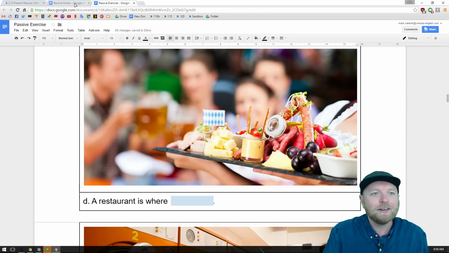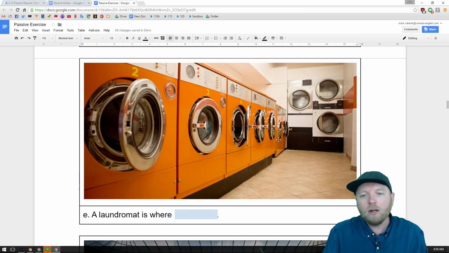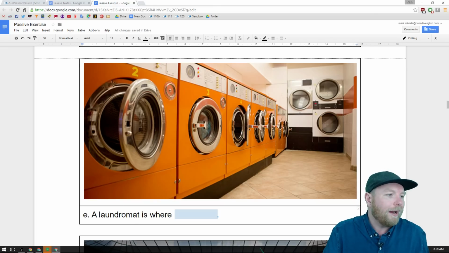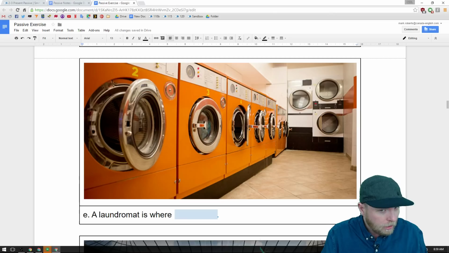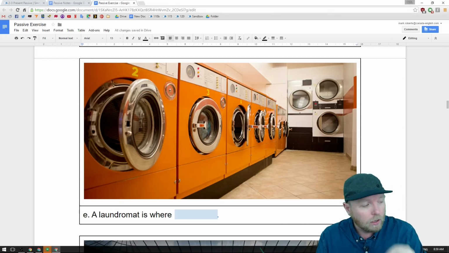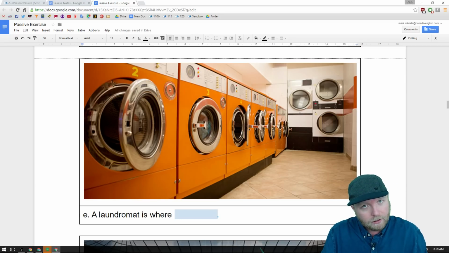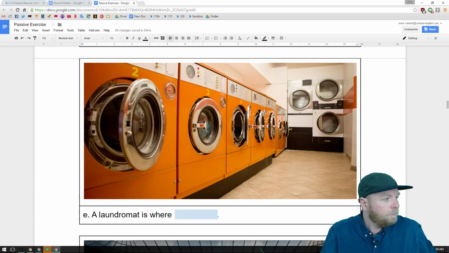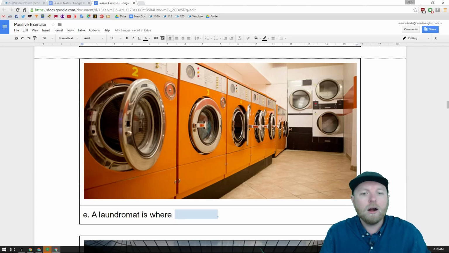Okay, let's go to the next one. E, this is called in English a laundromat. It's kind of a strange word, right? A laundromat is where people, if you say people, don't use passive, because people are the doer, right? What's the receiver? Of course, what's the action? The action is wash, right? So what's the receiver of wash? Laundry or dirty clothes, right? So Khalid Alamani, clothes are washed.